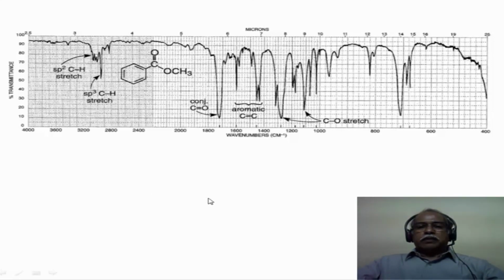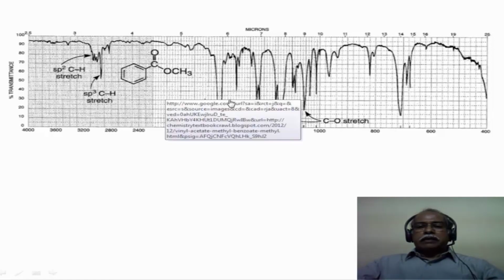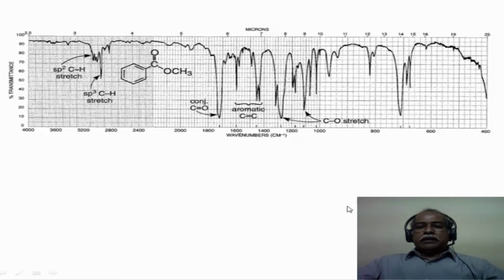The infrared spectrum essentially has different kinds of bands, and these bands are responsible for the various stretching frequencies of the molecule, the various stretching modes of the different kinds of bonds. For example, you have an sp2 CH stretch, an sp3 CH stretch, a carbonyl stretching band, an aromatic CC stretching band, and a CO stretching band. So the different kinds of stretchings occur in the molecule, and the infrared absorption takes place at select frequencies, which puts out the signal in the infrared spectrometer to give this kind of spectrum.